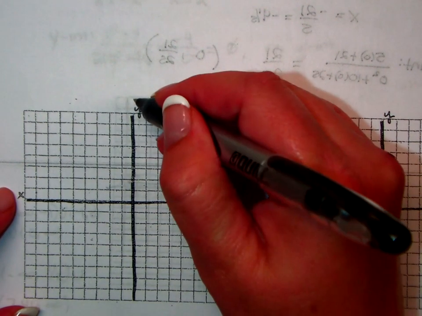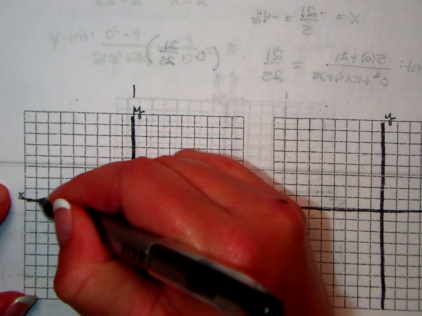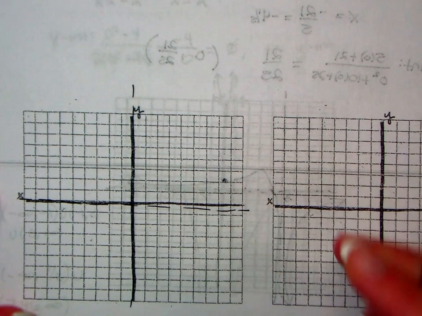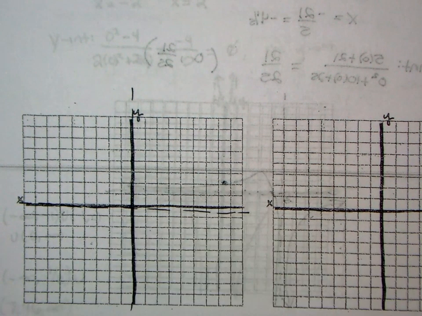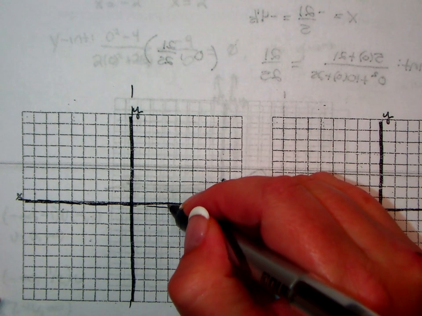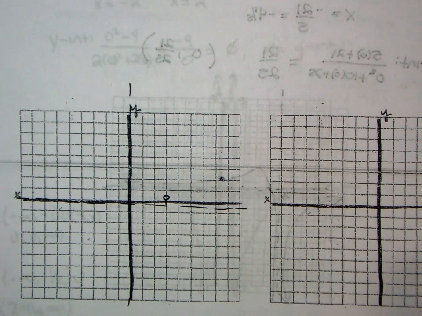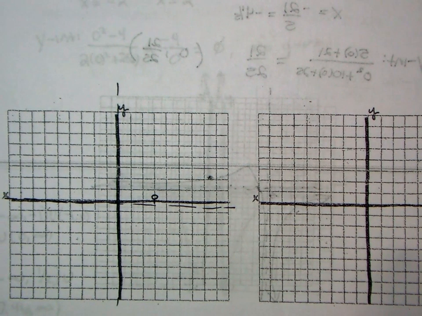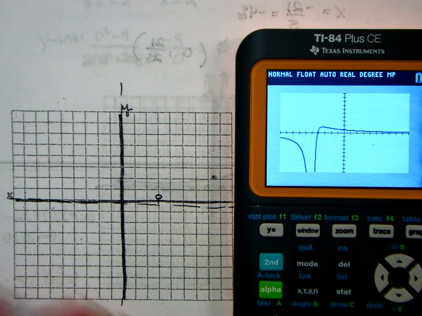We have a vertical asymptote at 0 and a horizontal asymptote at 0, which is why we must not be crossing our horizontal asymptote at all. And then we have this hole at (3, 1/3). So I'm going to draw an open circle there. Okay. But let's go ahead and graph this and get an idea of what this function looks like.